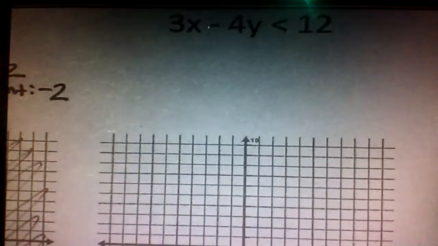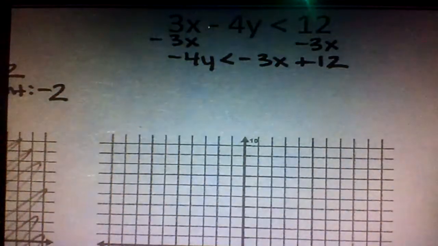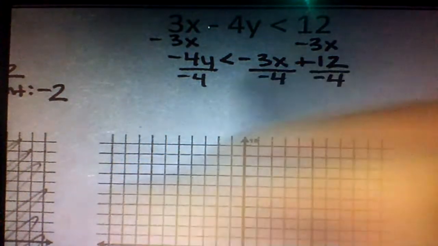Okay. 3x minus 4y is less than 12. What do I need to move first? The 3x by doing what? Subtract it. So negative 4y is less than negative 3x plus 12. We got to get y by itself, so I have to divide by negative 4, which means I also have to do what? Change my sign.